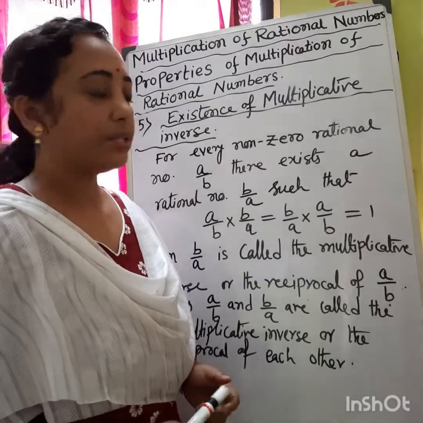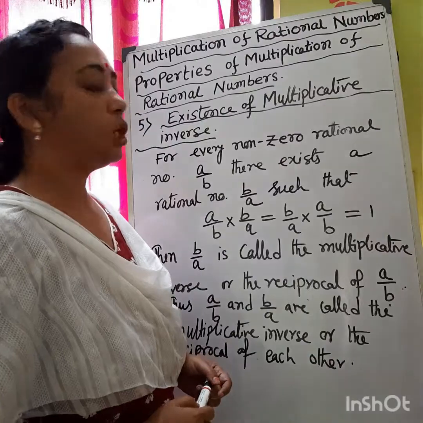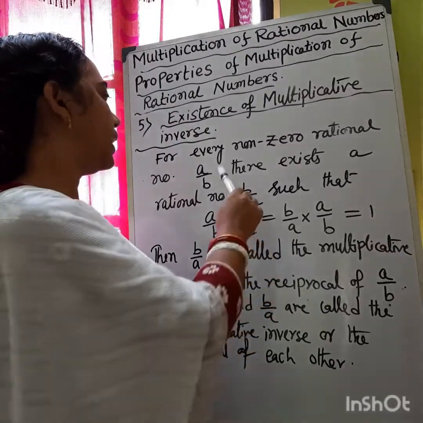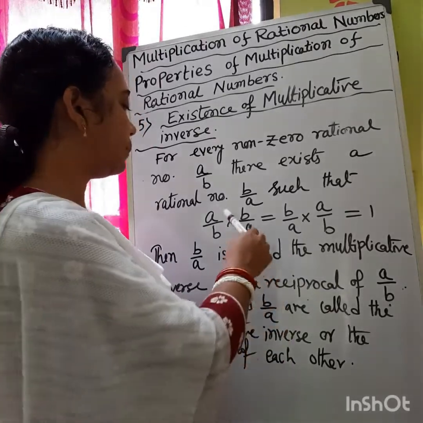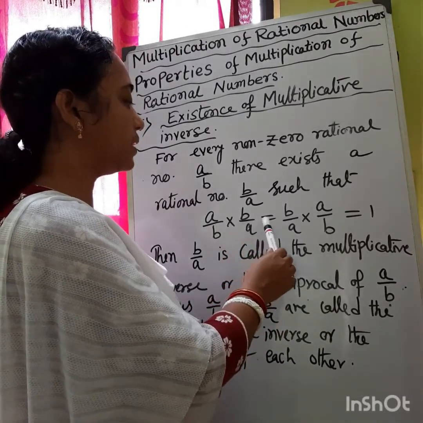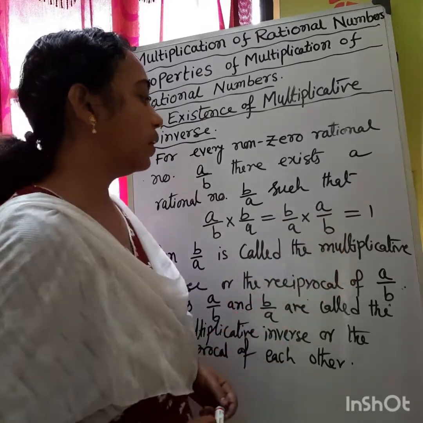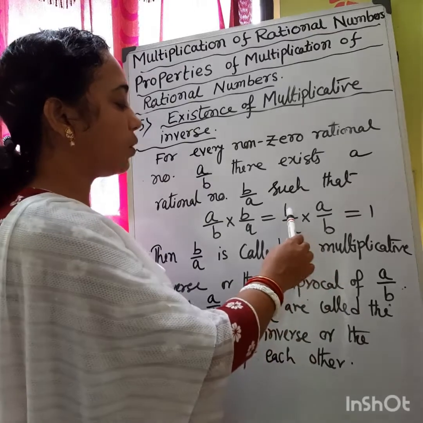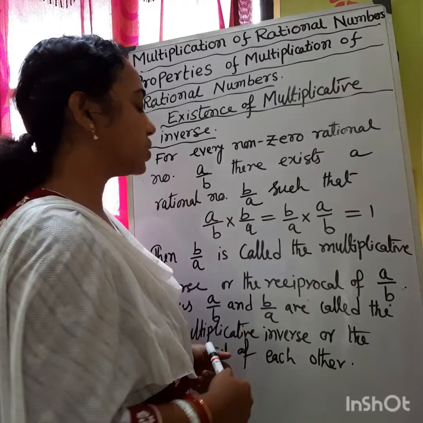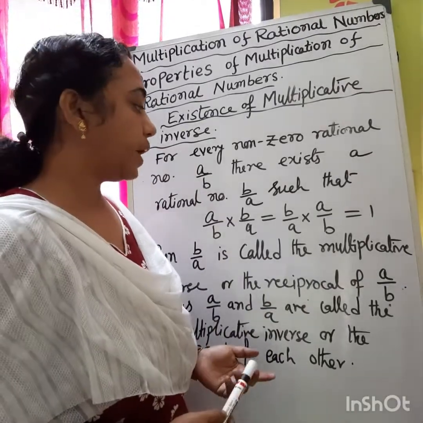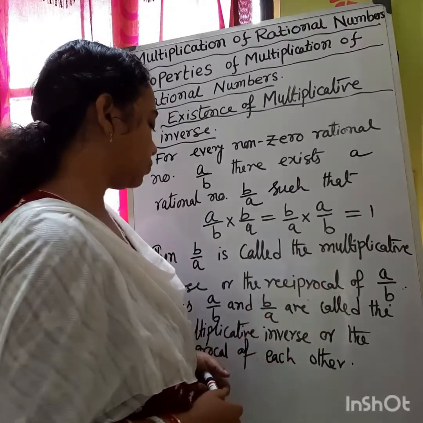Let us consider another property, that is existence of multiplicative inverse. For every non-zero rational number a by b, there exists a rational number b by a such that a by b multiplied by b by a is equal to b by a multiplied by a by b is equal to 1. Why is the result 1 here? Because if we multiply their numerators, we get ab, and if we multiply their denominators, we get ba. We know ab is equal to ba. So here both will cancel out, and we get the result as 1.